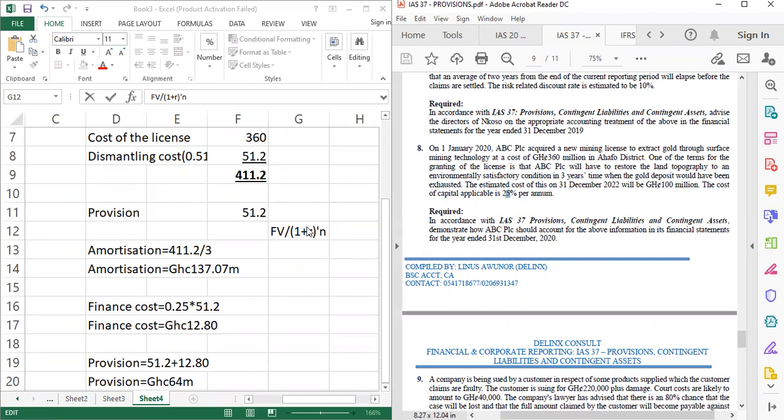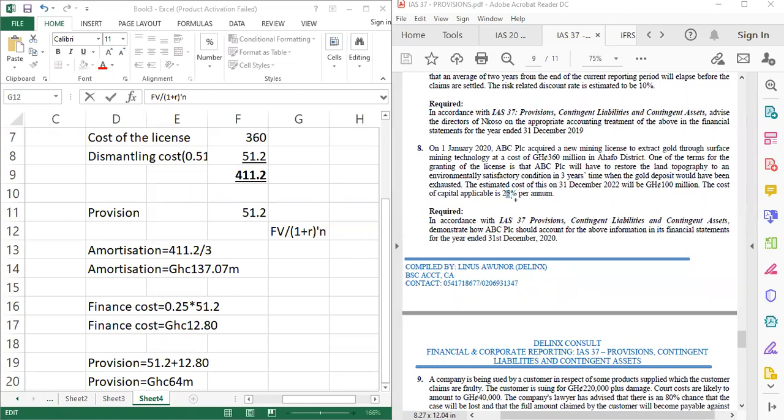So for you to know the present value, it is the 100 divided by 1 plus 0.25 exponent 3. If you do that on your calculator, how much are you getting? 51.2. Okay. This 51.2, you are incurring it because of the license, so it's a direct cost to the license. So we add the present value to the license and now have the total value of the license. So the cost of the license will now be the 360 that we paid and the dismantling cost that we are incurring as a result of the license. So we now have 411.2 as the license.